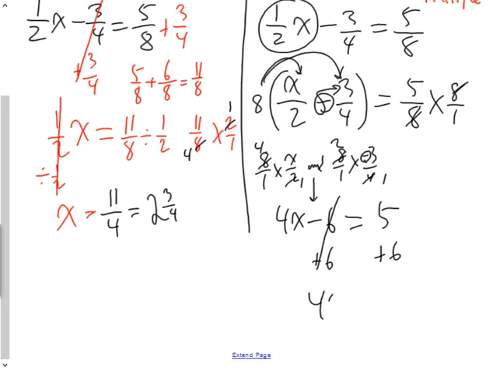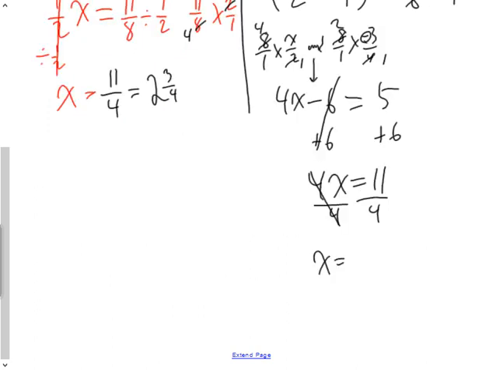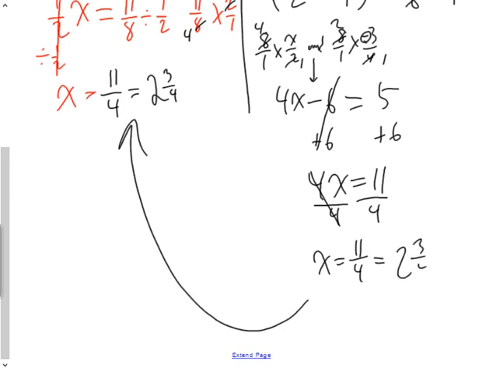I can get 4x equals 11. I can divide both sides now by 4. And x will equal 11/4, which is equal to 2 3/4.